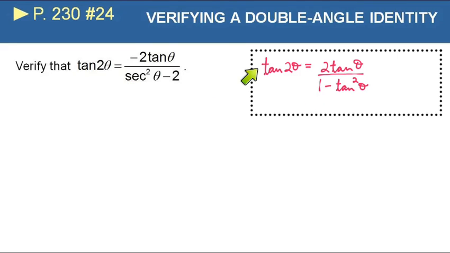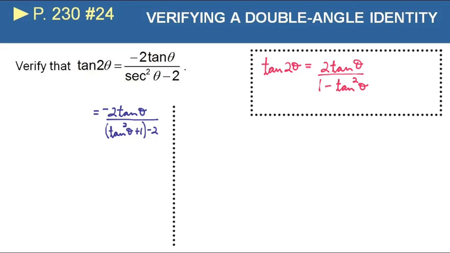Notice that the top is already set except for the sign, but the bottom is very close, because we know that we have an identity that relates secant squared and tangent squared. We have that Pythagorean identity that says 1 plus tangent squared equals secant squared. So let's replace secant squared with tangent squared plus 1. It was secant squared minus 2. Now it's tangent squared theta plus 1 minus 2. And we'll combine our like terms on the bottom. 1 minus 2 is going to leave us with negative 1.